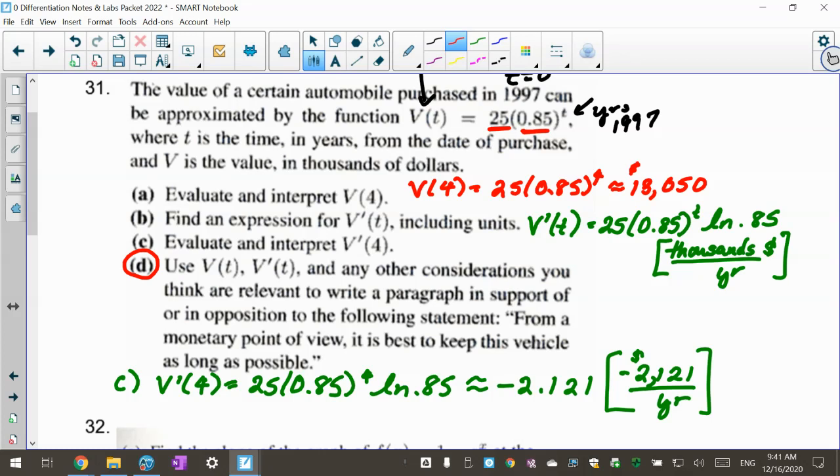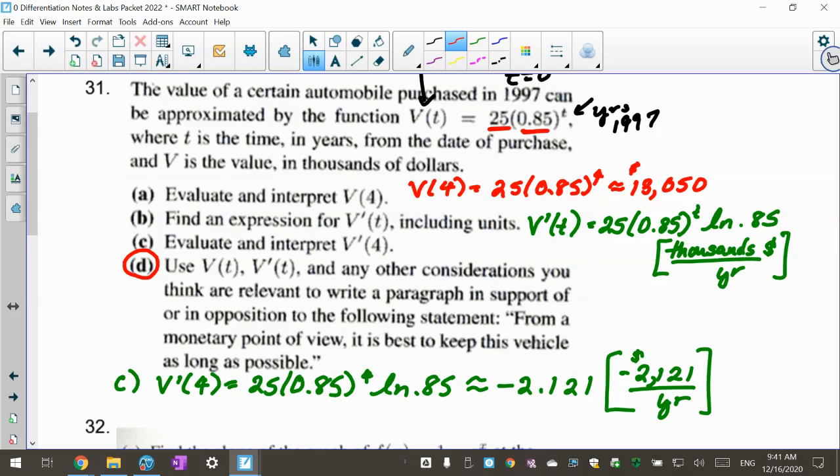And in class, I talked about depreciating assets. Basically, as we go on, if you were to look at this and graph it, you'd notice that the bulk of the depreciation happens at the initial onset because the value is more. And then it's still decreasing, but it's less each year. So you could say, yes, it is best to keep it as long as possible because, first of all, you wouldn't have a car loan, hopefully, and then your value is decreasing less each year.